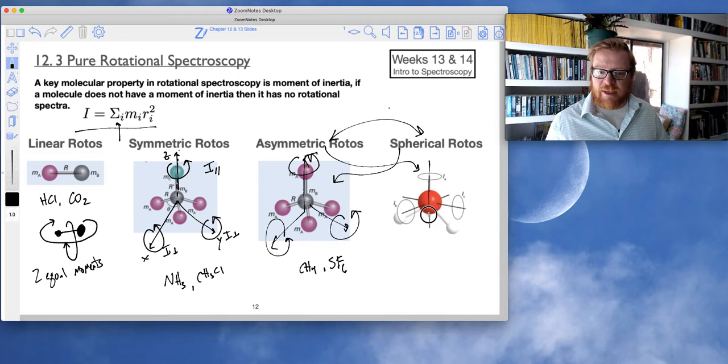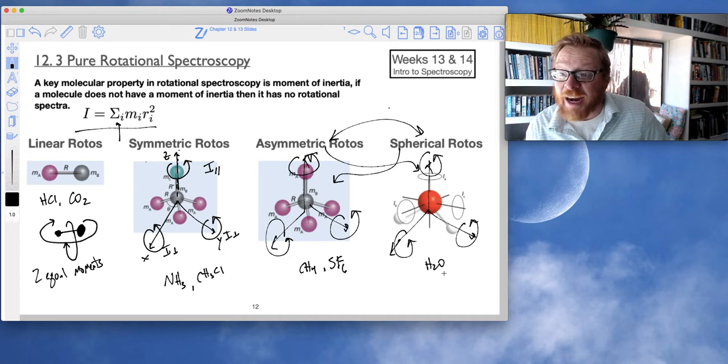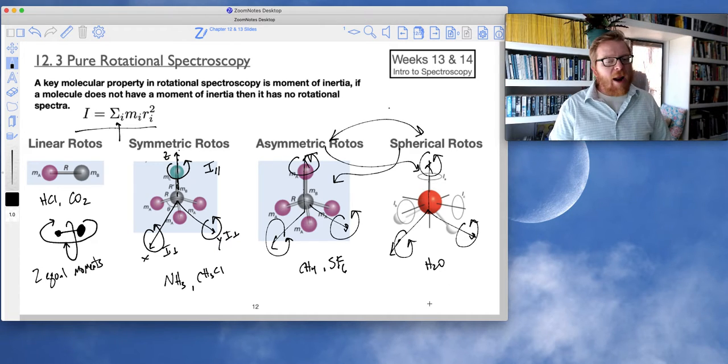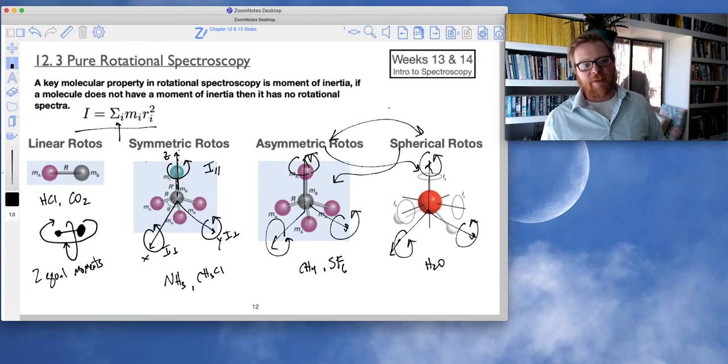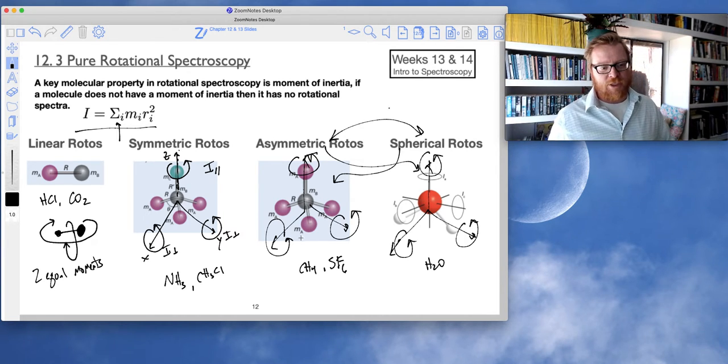And then finally, the asymmetric rotors, such as water, as you might guess, all three of those moments of inertia are not equal. I'm not going to spend a whole lot of time getting into all of these specific examples and coming up with these equations.